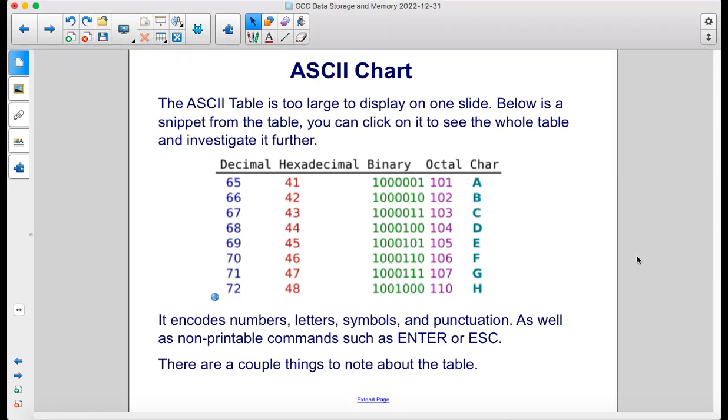The ASCII table is too large to display on one slide. Below is a snippet from the table. You can click on it to see the whole table and investigate it further. It encodes numbers, letters, symbols, and punctuation, as well as non-printable commands, such as enter or escape. There are a couple of things to note about the table.